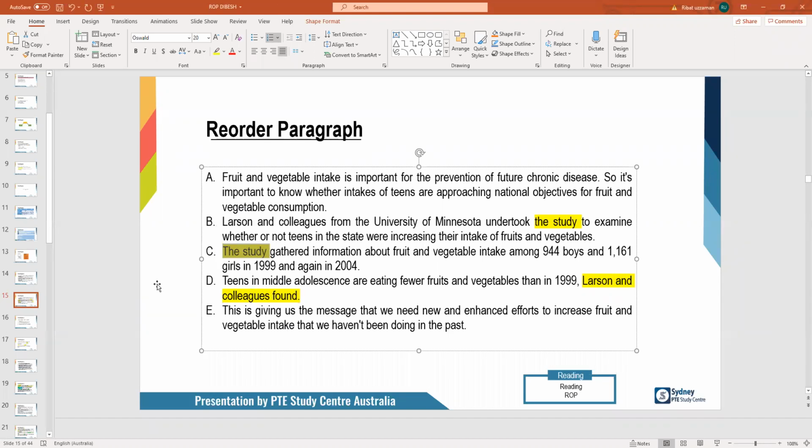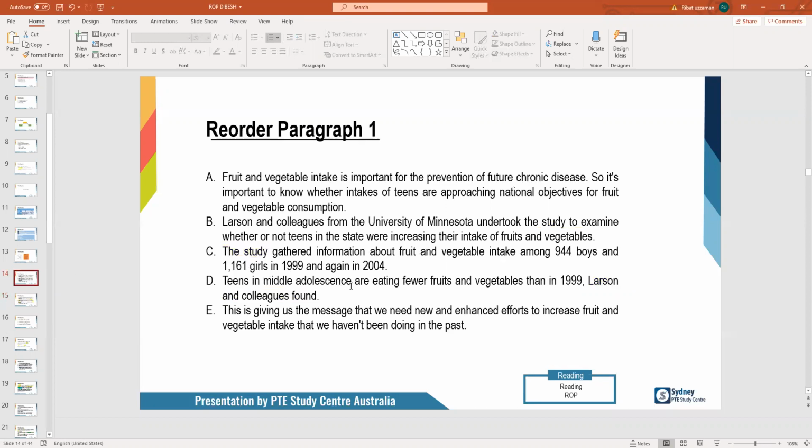This will come first. Teens in middle adolescents are eating fewer fruits and vegetables than in 1999. Larson and colleagues found, because we know Larson and colleagues undertook the study. The study gathered this much information, and now the study found that teens in middle adolescents are eating fewer fruits and vegetables than in 1999, because there is a relationship between these three. And as we know, A and B are together, B and C are together.